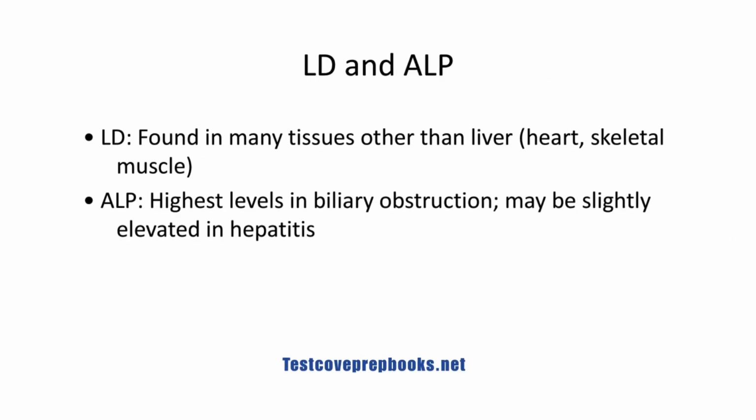Moving on to LD, or lactate dehydrogenase. Unlike ALT, LD is not specific to the liver. It is present in many tissues, including the heart and skeletal muscle. Because of this, LD is less useful when trying to pinpoint liver disease specifically. ALP, or alkaline phosphatase, tells a different story. Its highest elevations are seen in biliary obstruction, which happens when bile flow is blocked, for example by gallstones or tumors. ALP may also be slightly elevated in hepatitis, but its hallmark is obstruction of the bile ducts.